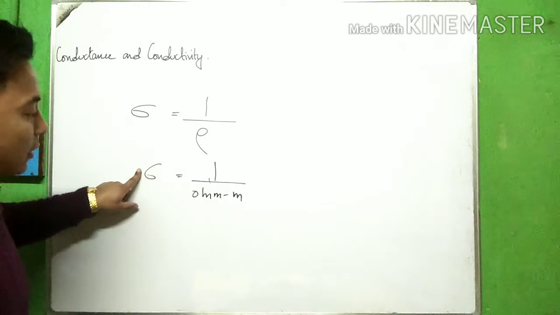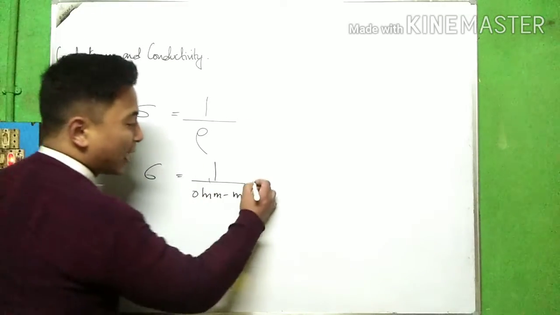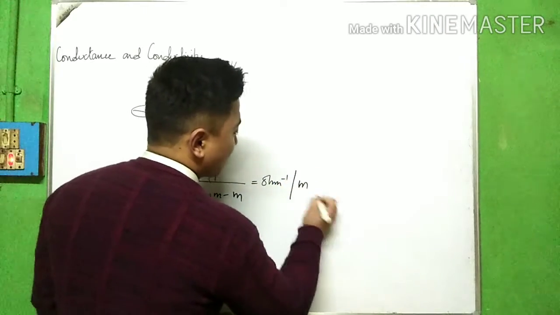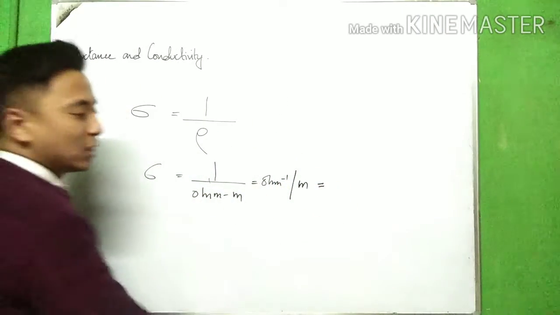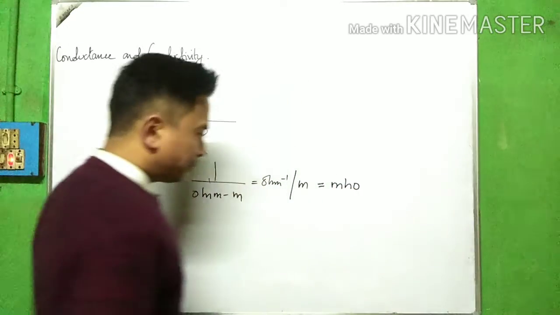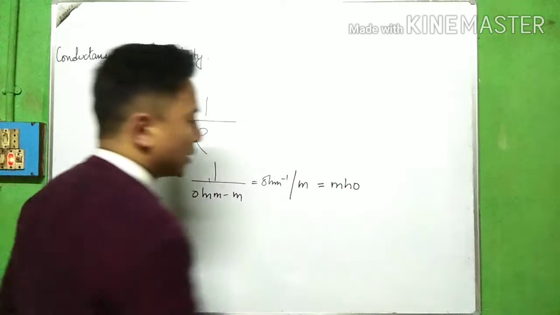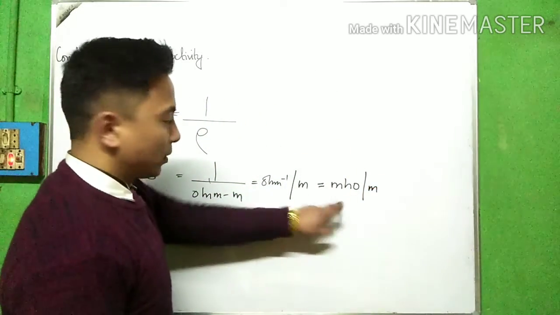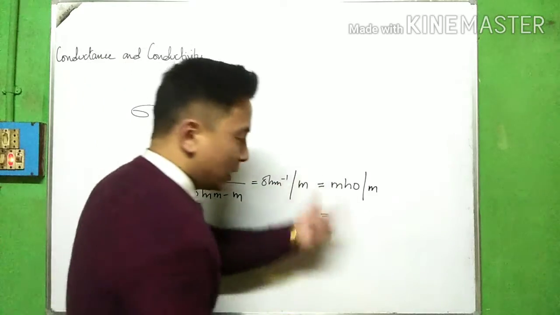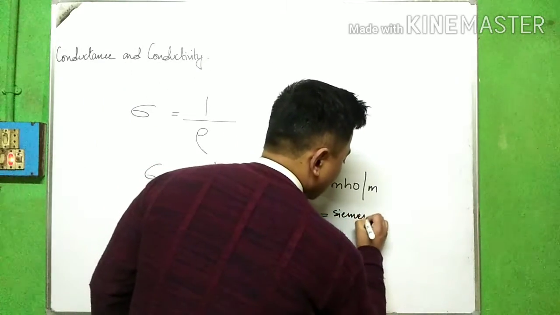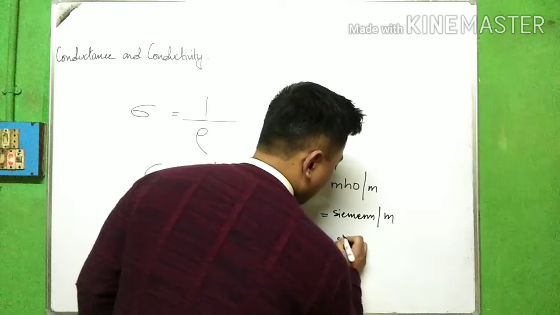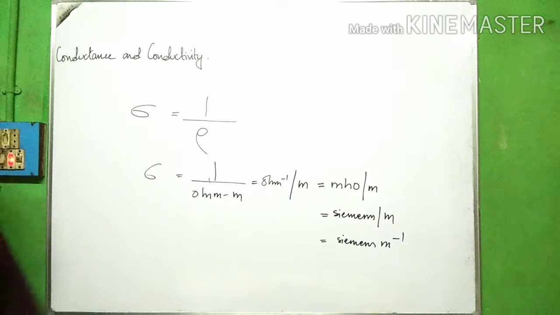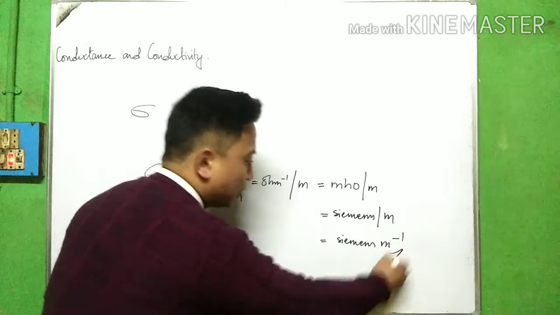Therefore, the SI unit of conductivity is 1 upon ohm meter, which can also be written as ohm to the power minus 1 per meter, which is also equal to mho per meter. Another practical unit is Siemens per meter, which can also be written as Siemens m to the power minus 1. Okay, so please pause the video and note it down.